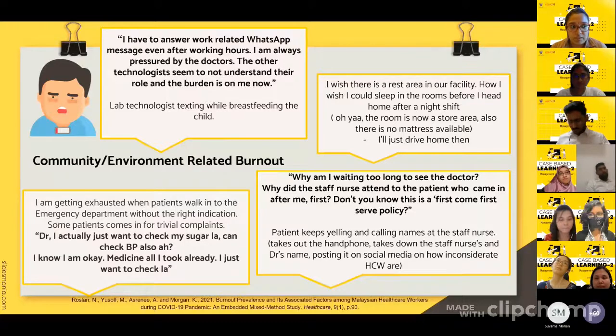And subsequently, for example, any healthcare personnel, for that matter doctors or staff nurses, want to rest after a long night shift. And when they look at the rooms, they're probably not even conducive, and they just drive back home, which is risky because this is where microsleep happens and then causes accidents.